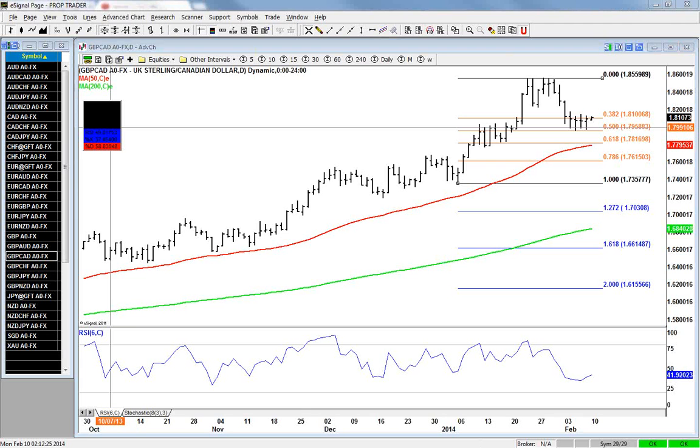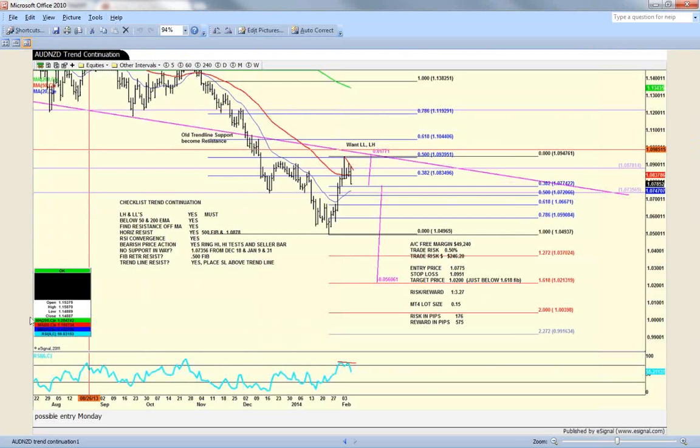All right, Aussie Kiwi trend continuation. Everybody's been looking for this one. What do we got here? Big sell-off there. Lower highs, yes. Below, yes. Finding resistance, horizontal resistance, fib resistance. Yep. Place stop loss above trend line. Okay. Yeah, that's fine. Old support trend line becomes resistance. Okay.